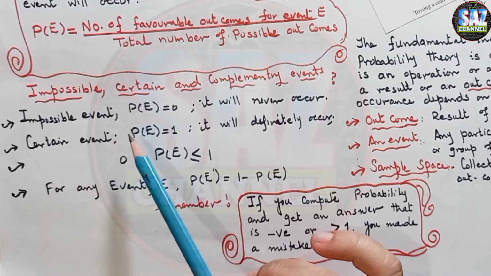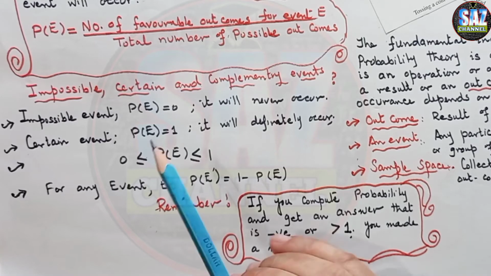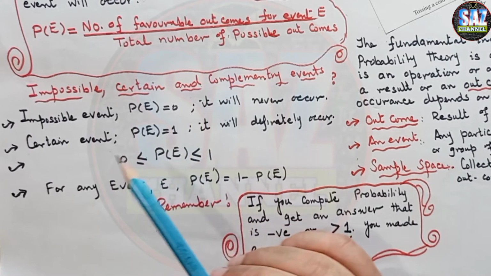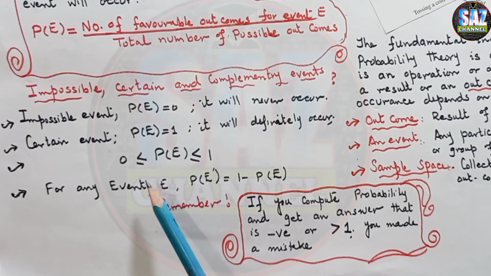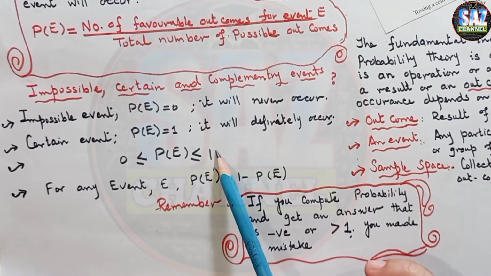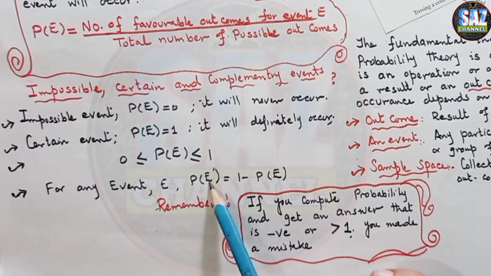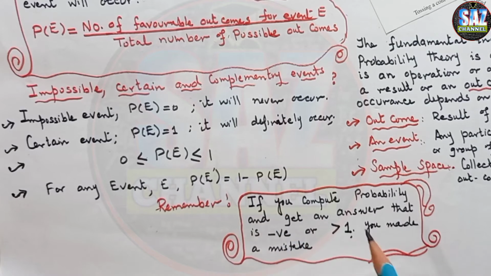So impossible events are those events that cannot occur at all, they will never be occurring. So probability of such events will be 0. For certain events, the probability will always be 1. Answers of the probability must lie between 0 and 1. Then for the event E, the probability of E dash, the complementary event, will be 1 minus probability of E.